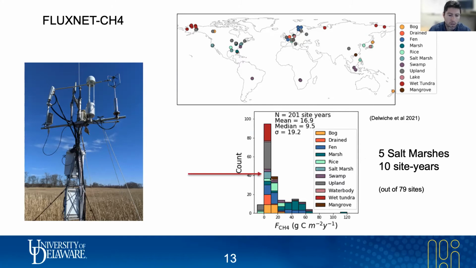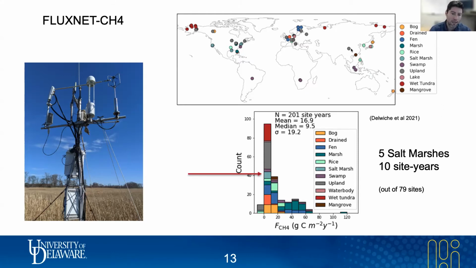We can see that most of the salt marsh fluxes are on the low end, only from 5 sites, as I was saying. So more information is needed. And in most of the analysis, this information from salt marshes is excluded because the patterns observed in these ecosystems are different from the patterns observed in other terrestrial ecosystems.